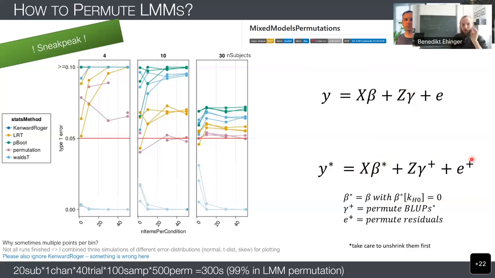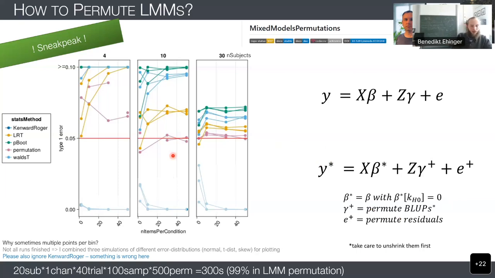And we also have to permute the residual, so what's left over after you take care that all the subject dependencies have been taken care of. So we need to permute two things. And if we do, then we get permuted data, and we can again run our linear mixed model on it and extract whatever statistics we want from it, let's say the Wald t or something like that. And that's exactly how it works. And it seems to work, right? So that's super nice.